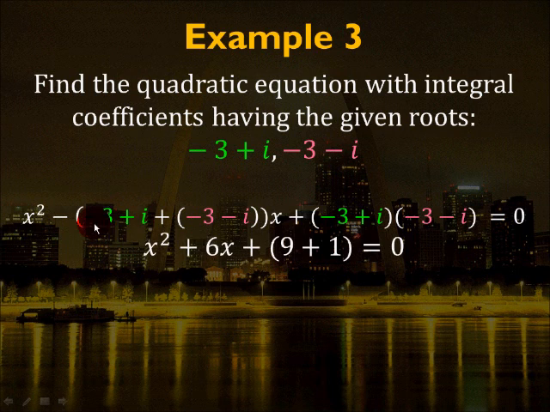So you simplify, you get negative 3 plus i minus 3 minus i, so the i's cancel out.